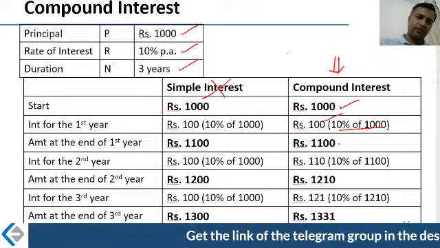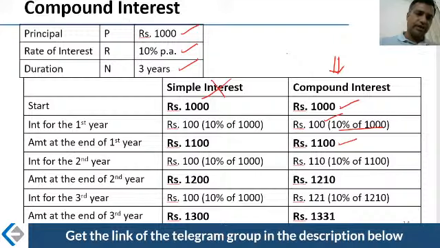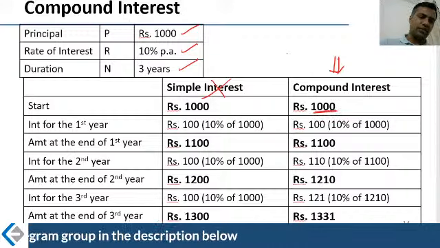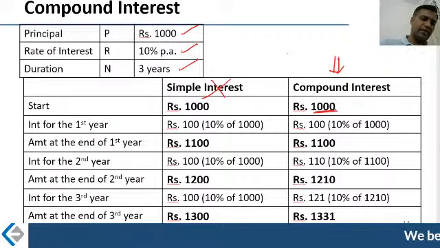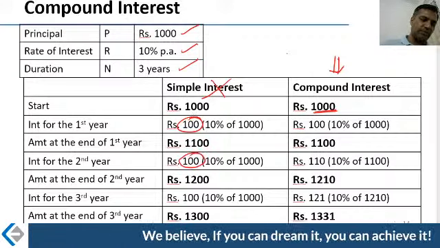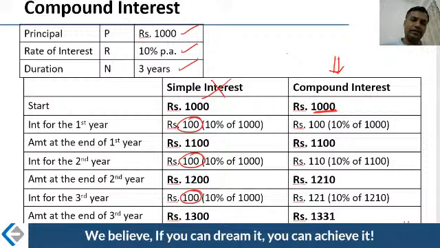Therefore, what is the amount? 1100. Simple. But now listen, what used to happen in simple interest is that this 1000 used to give me the interest every single year. That was the only active number. It used to give the same interest every single year.